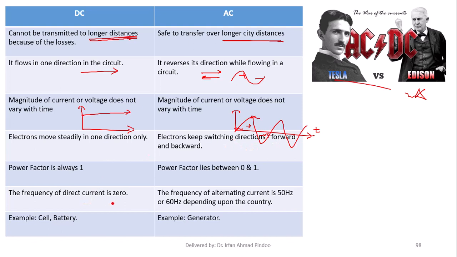Then there is no concept of frequency in DC, it will always be 0, while if we speak about alternating currents, we have a concept of frequency as well. Suppose in India we say that the frequency of the AC coming to our homes is 50 Hertz. That means in one particular second, the alternating cycle that we have is repeated how many times? 50 times.